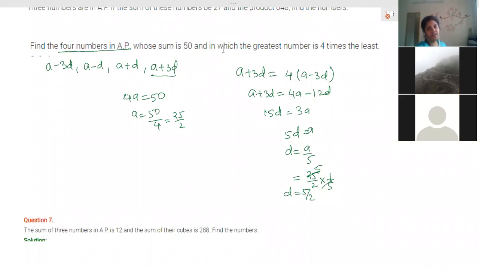Their cubes are there now. How to solve for cubes? You have to open the cubes. I will solve this question.